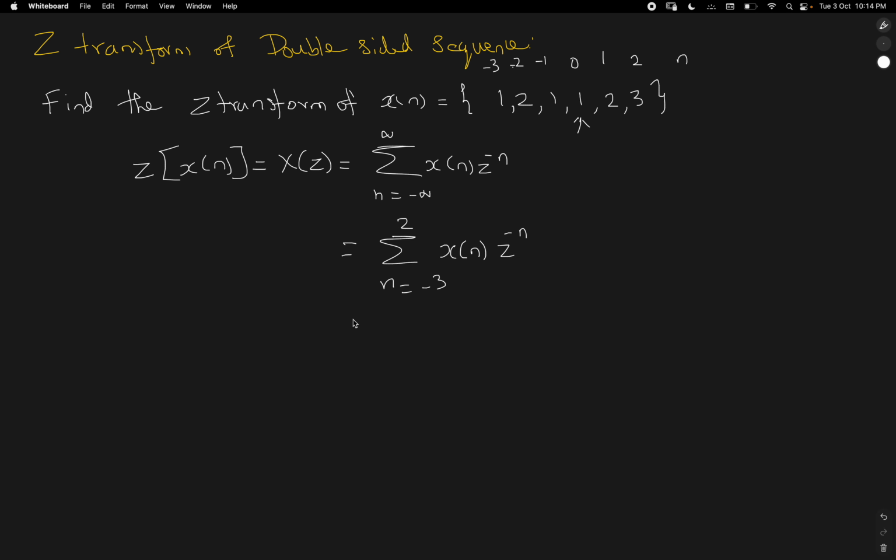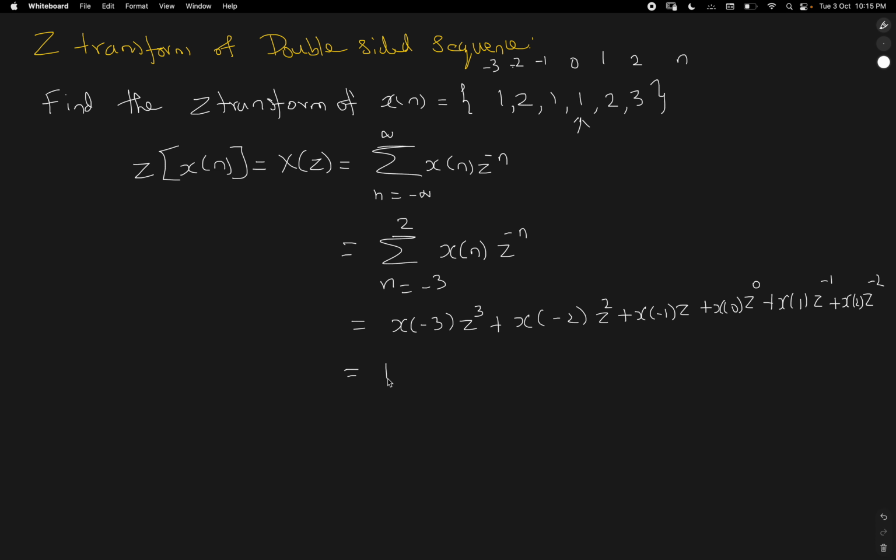So if you expand this, then you will get x of minus 3 Z cube. I am just substituting the values of n in this equation, plus x of minus 2 Z square plus x of minus 1 Z plus x of 0 Z power 0 plus x of 1 Z power minus 1 plus x of 2 Z power minus 2. We know the values of x of minus 3, minus 2 and so on. I am just replacing the values.